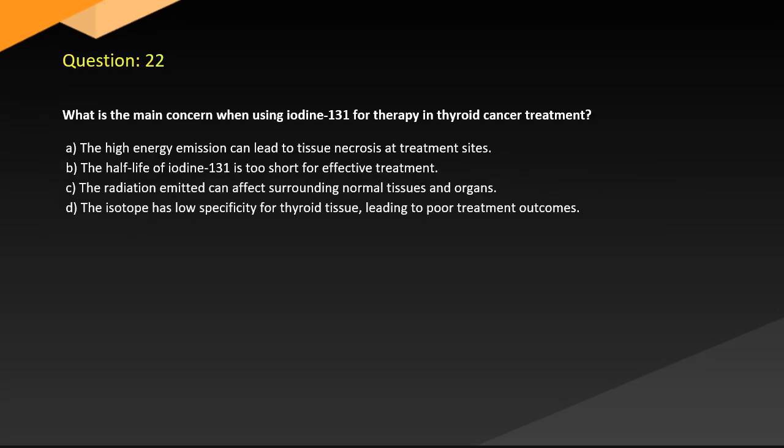Question 22. What is the main concern when using iodine-131 for therapy in thyroid cancer treatment? A. The high energy emission can lead to tissue necrosis at treatment sites. B. The half-life of iodine-131 is too short for effective treatment. C. The radiation emitted can affect surrounding normal tissues and organs. D. The isotope has low specificity for thyroid tissue, leading to poor treatment outcomes.